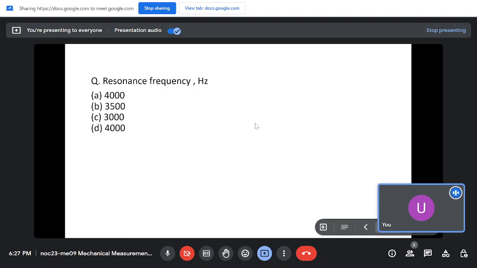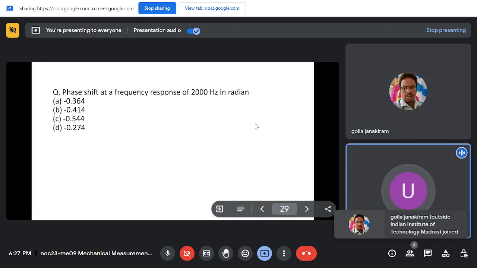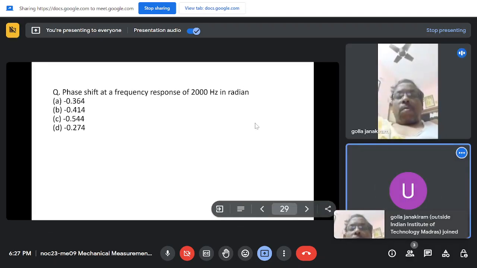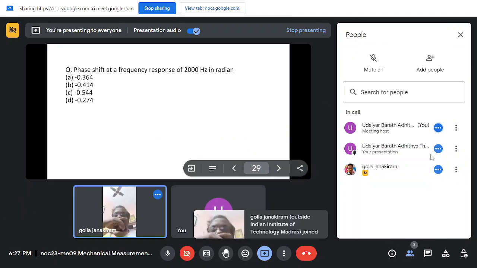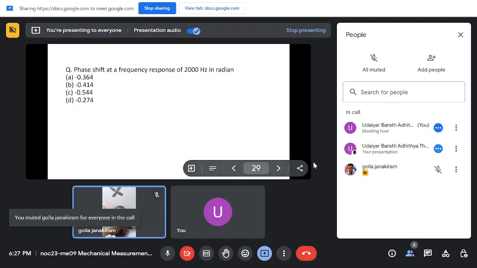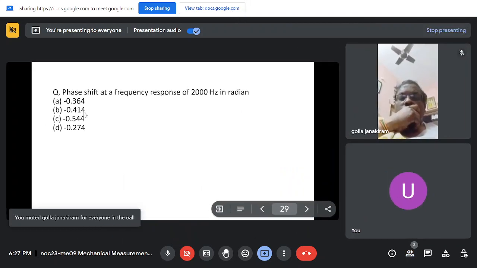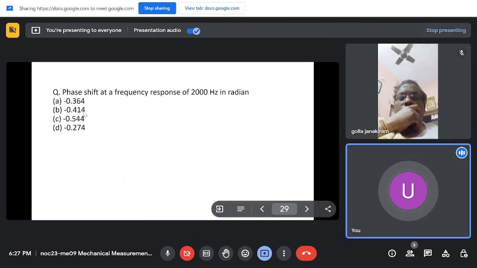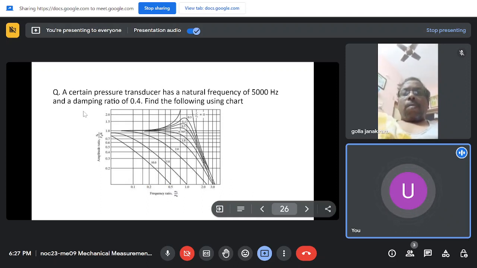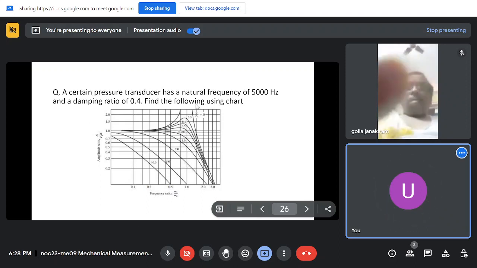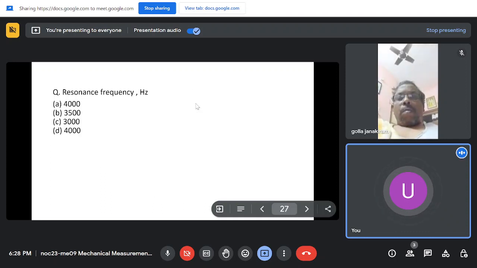So we need to find out the resonance frequency, the amplitude ratio at a frequency of 2000 hertz, then the phase shift at a frequency of 2000 hertz, and then the dynamic error in percentage. So you have to use a chart for finding out the resonance frequency, amplitude ratio, phase shift, and the dynamic error.